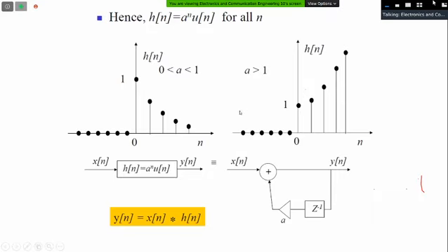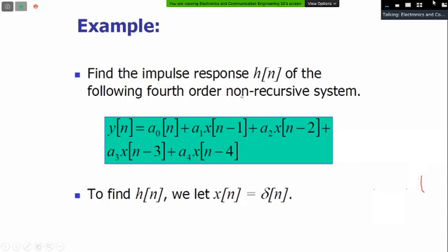Now, we have to find the impulse response h[n] of the following fourth order recursive system. Why is this a fourth order recursive system? Because you will see that it has x[n minus 4]. I have not done the Z transform yet, but if you take the Z transform of this difference equation, you will get Z to the power minus 4 in the polynomial. That is the highest power of Z, so it is basically a fourth order system.